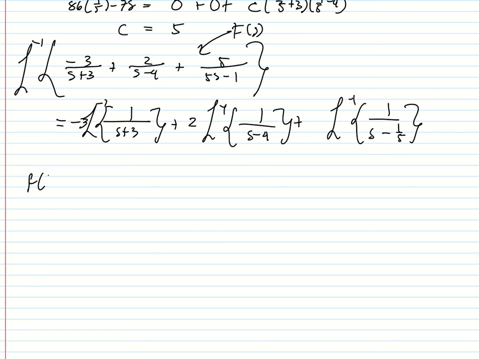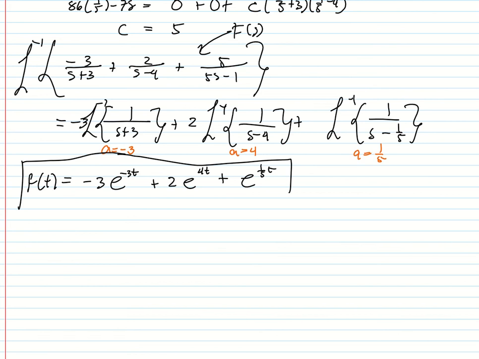So f of t now. These are all exponential functions. The first one, negative 3 e raised to, our a here is negative 3 because it's positive, it's the opposite, so negative 3 times t. Then plus 2, our a here is positive 4, a is equal to 4, so this will be e raised to 4 times t. And lastly, plus our a here is 1 over 5, positive 1 over 5. So therefore, this is e raised to 1 over 5 times t. This is now the inverse Laplace of that function.